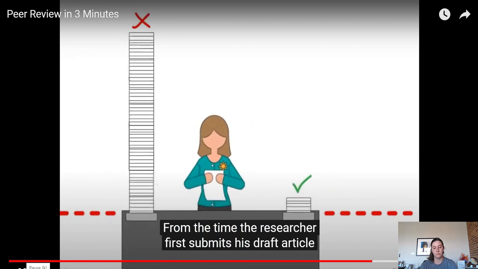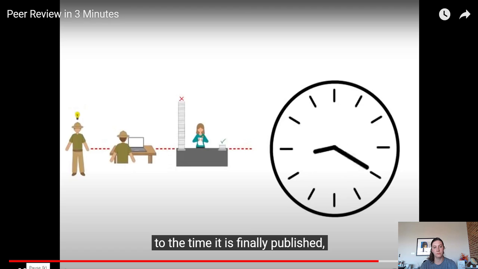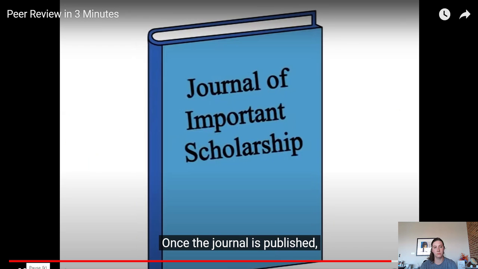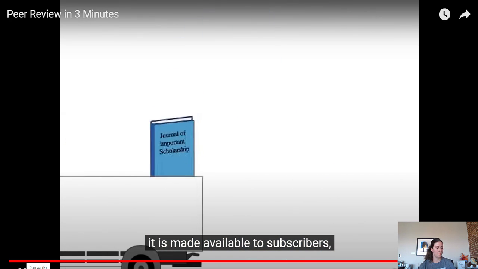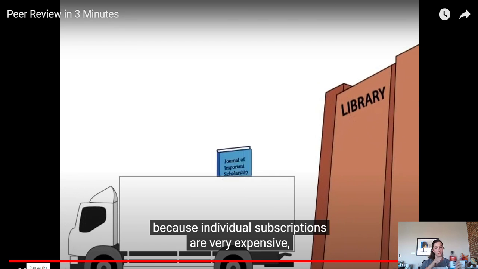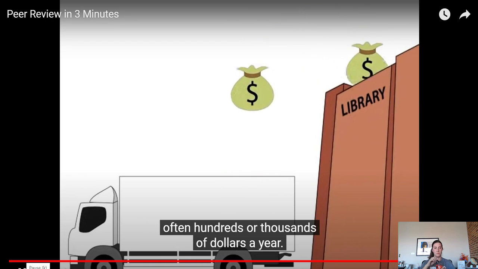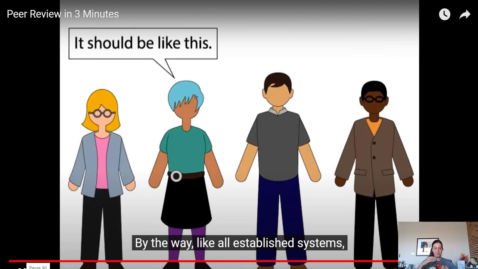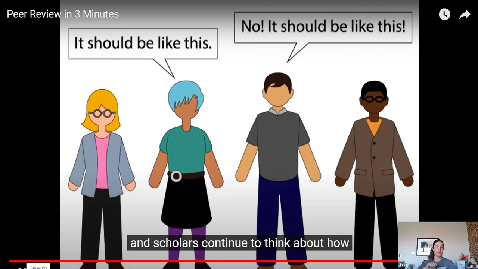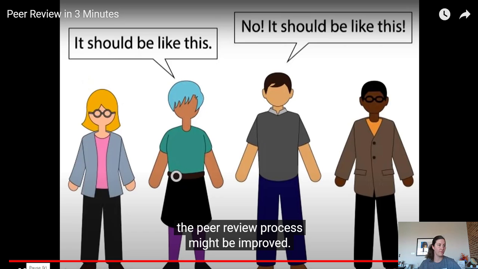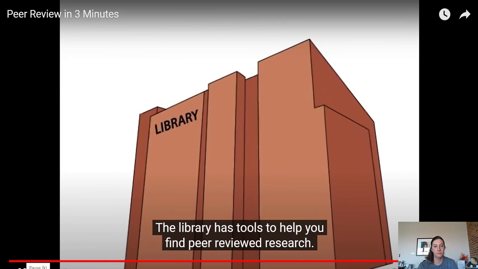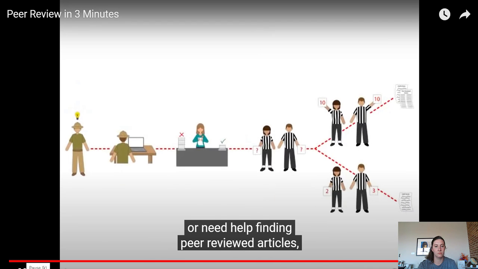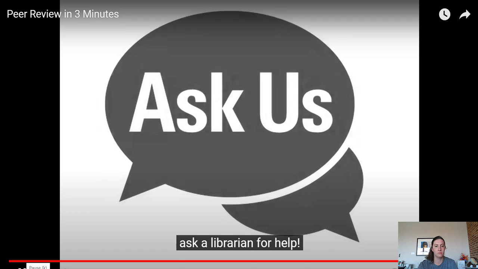From the time the researcher first submits his draft article to the time it is finally published, several months or years may have elapsed. Once the journal is published, it is made available to subscribers, which are usually university libraries, because individual subscriptions are very expensive, often hundreds or thousands of dollars a year. By the way, like all established systems, the peer review system has its critics, and scholars continue to think about how the peer review process might be improved. The library has tools to help you find peer-reviewed research. If you want to know more about the peer review process or need help finding peer-reviewed articles, ask a librarian for help.